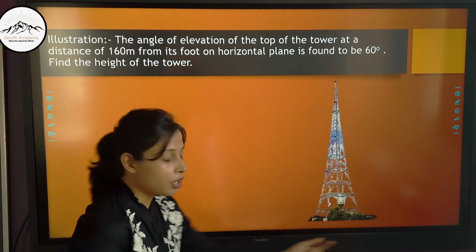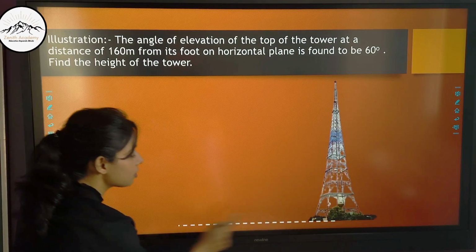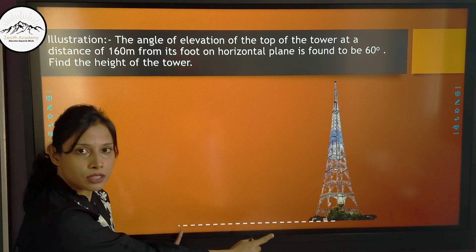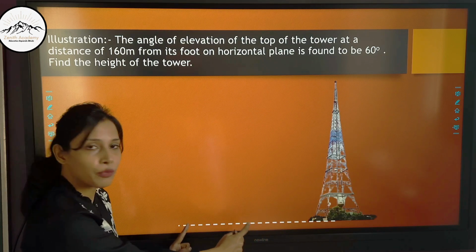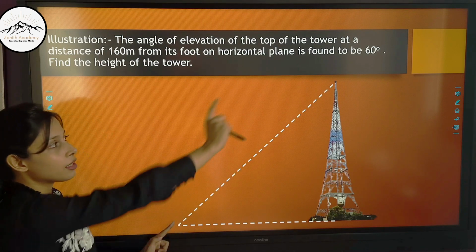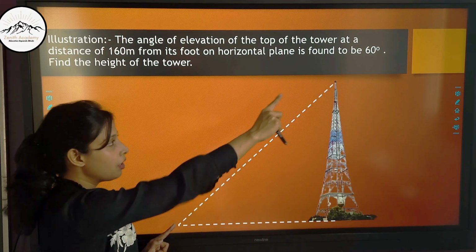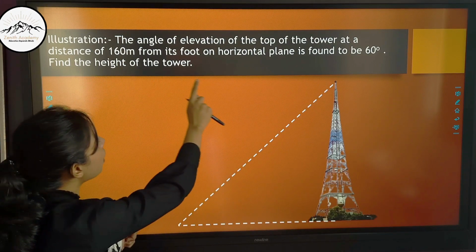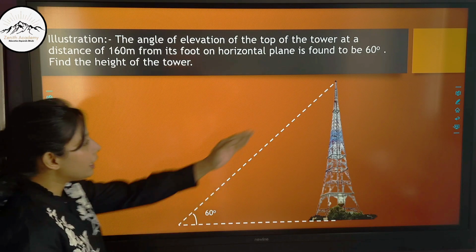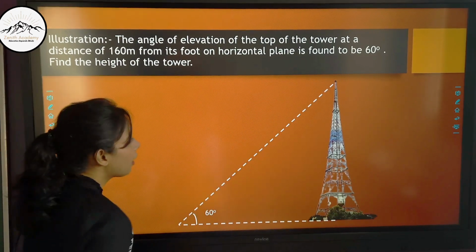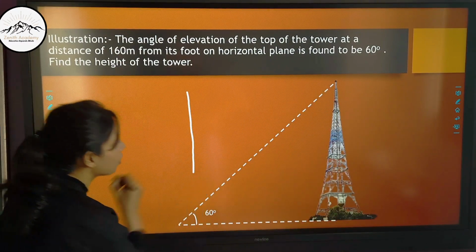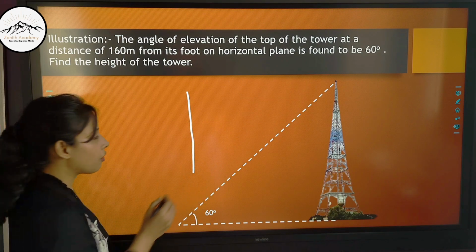Now this is its foot. So 160 meter distance from its foot. This horizontal line will be drawn, and this will be at a distance of 160 meters. Now this is, for suppose, 160 meter distance, and from here the angle of elevation to the top of the tower is given to us as 60 degrees. Now what we need to find? The height of the tower. This height we need to find. If you see clearly, a right angle triangle is forming. This is the straight line. For suppose this is the tower.